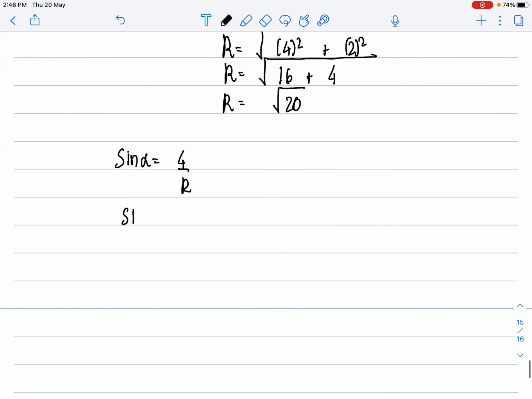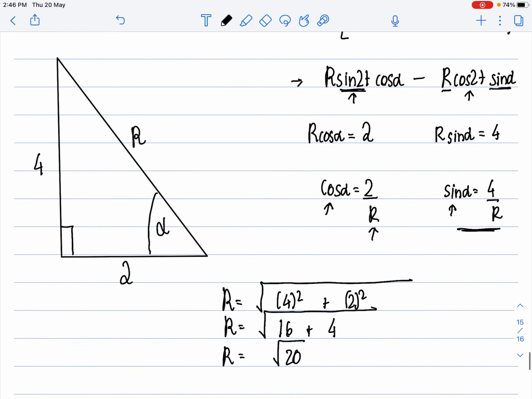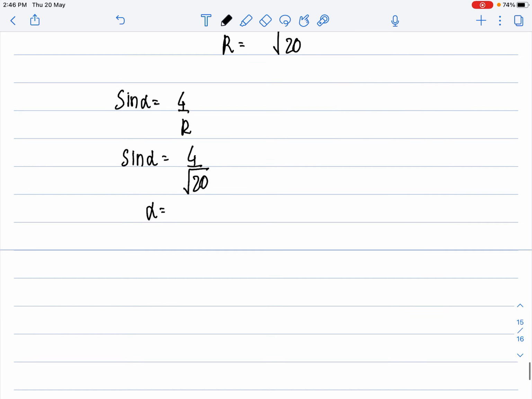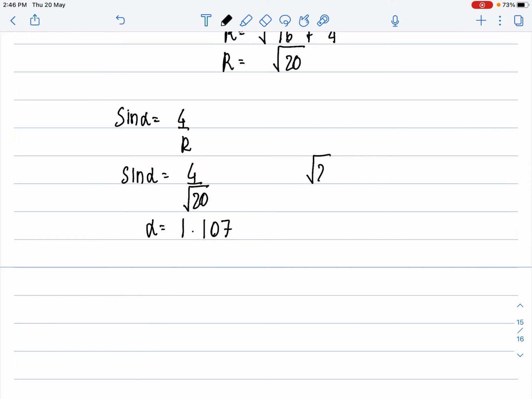So I can write this as sine alpha equals 4 by root 20. Correct? So I can write this as alpha. Make sure they have asked you to maintain the radian mode, so make sure on the calc you are in radian mode. Now you can simply do sine inverse of 4 by root 20. When you do this, you get your answer as 1.107.